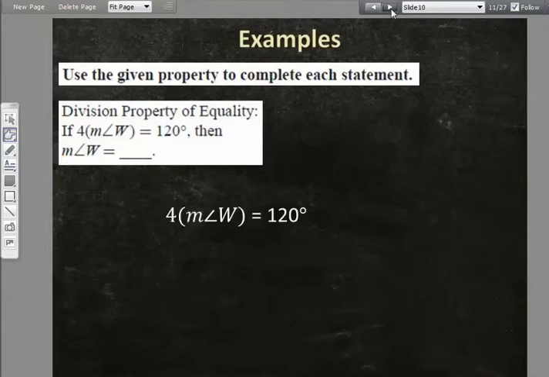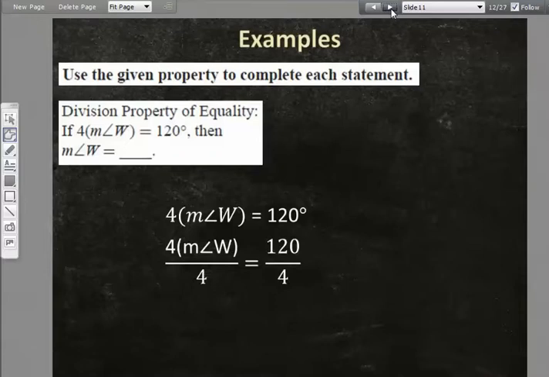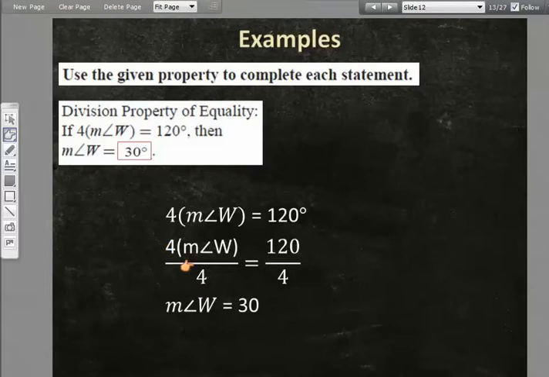So let's work that out. 4 multiplied by the measure of angle W equals 120 degrees. So the first thing we're going to do is divide both sides by 4 because we want that measure of angle W to be all by itself. So this is how we're using algebra. So I'm going to divide both sides of the equation by 4. And so these 4's right here are going to reduce to 1. You might want to say they cancel out. And then 120 divided by 4 is going to give me 30. So the measure of angle W is 30 degrees.